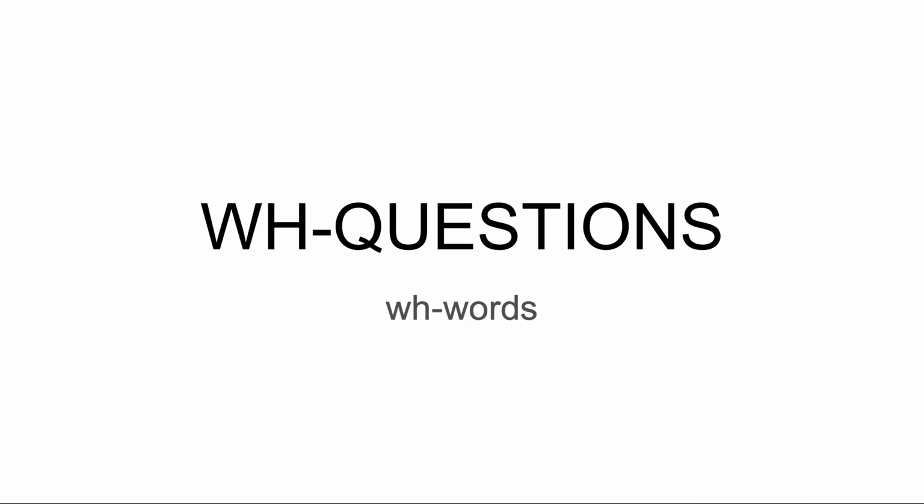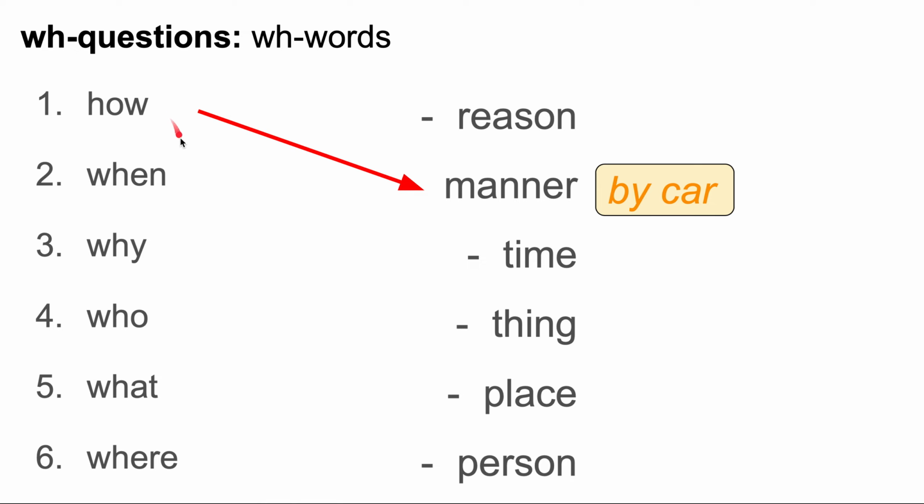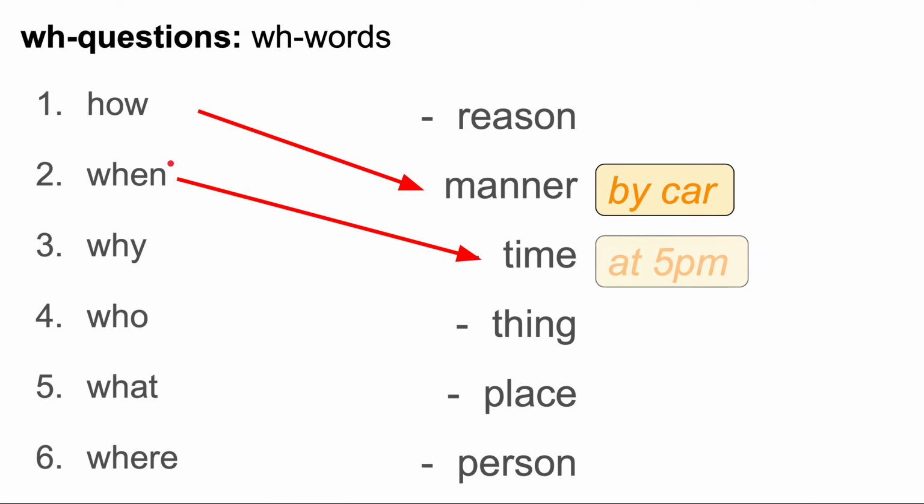Let's now talk about WH words. So we have 6 WH words: how, when, why, who, what, and where. We use how for manner. How do you come to school? By car. We use when for time. When is the movie? At 5 p.m. We use why for reason. Why is she happy? Because.